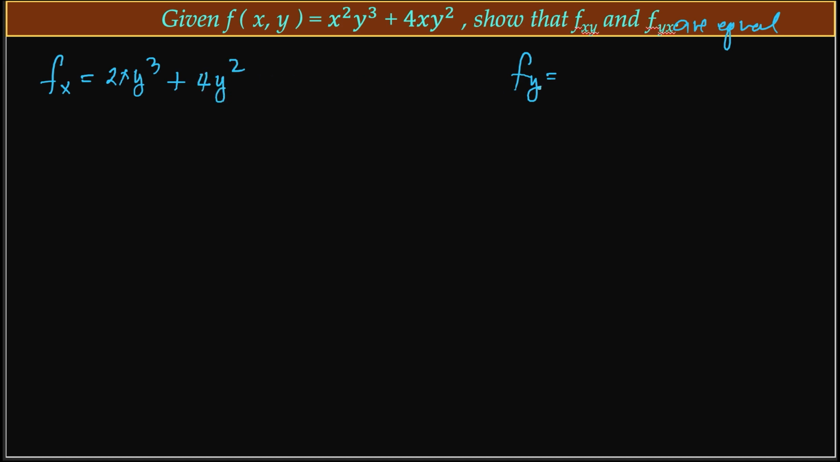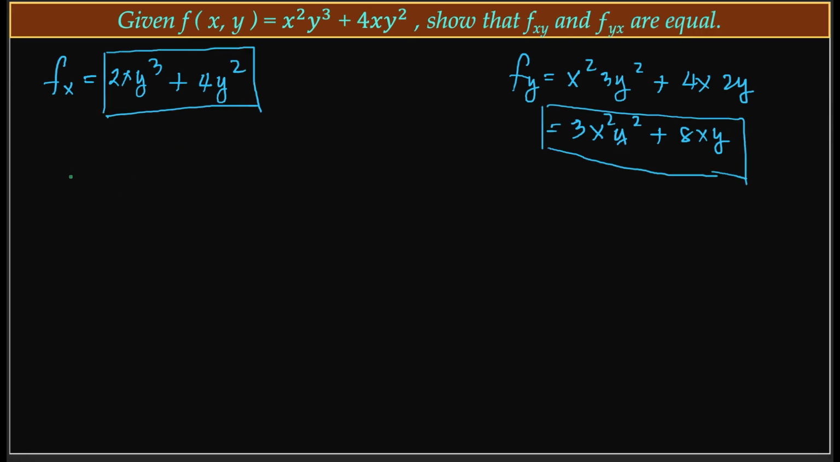How about with respect to y? With respect to y, this is x squared times 3y squared plus 4x times 2y. When we simplify this one, this will become 3x squared y squared plus 8xy. Now that we have the values of f sub x and f sub y, our next job is to find f sub xy and f sub yx, because those are the requirements in the given problem that we need to show, or verify whether they're equal or not.